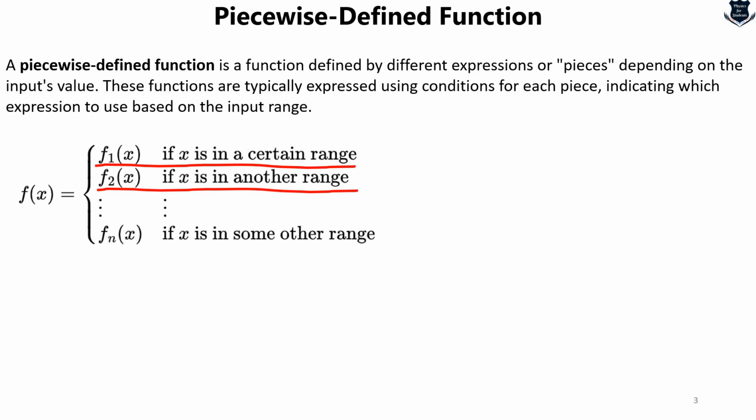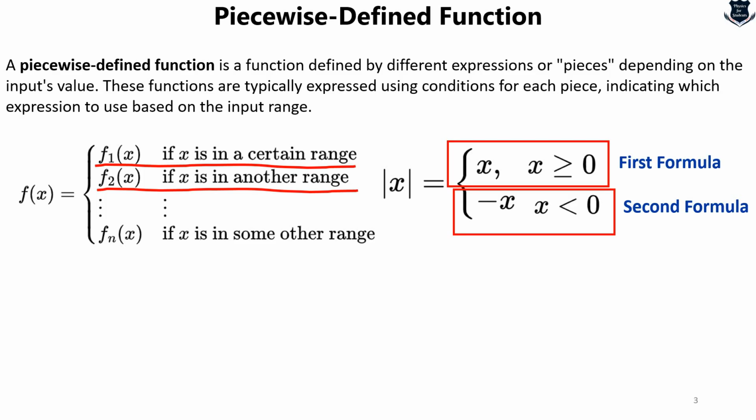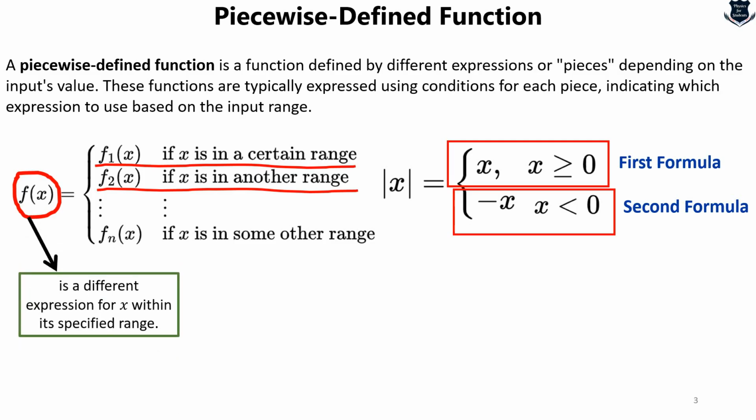So from here what we come to know is that this function has two formulas. The first one is for x greater than or equal to 0, and the second one is for x less than 0. So the function f(x) has a different expression for x within its specified range.